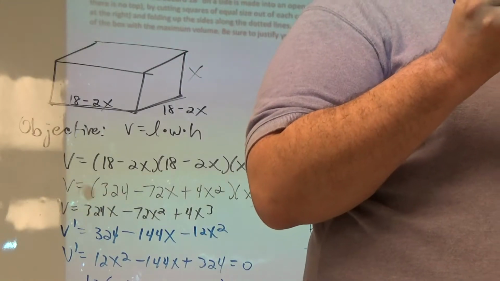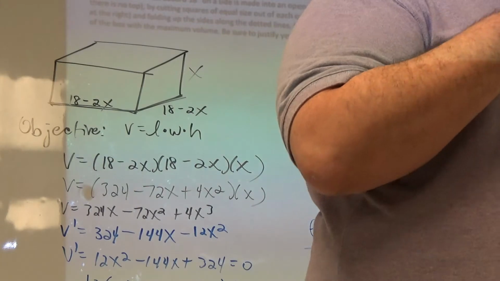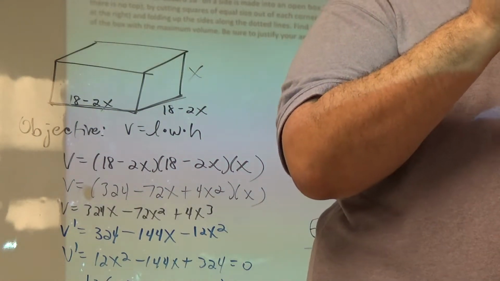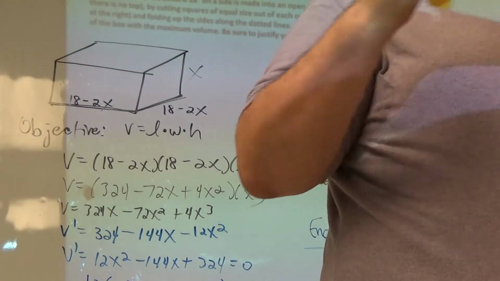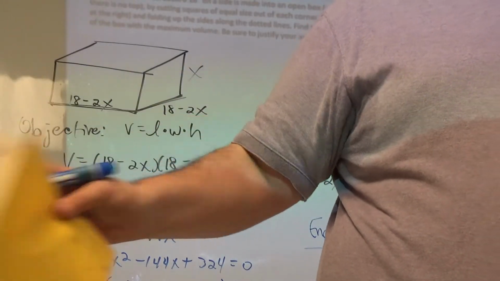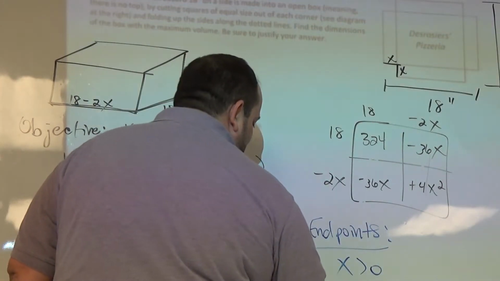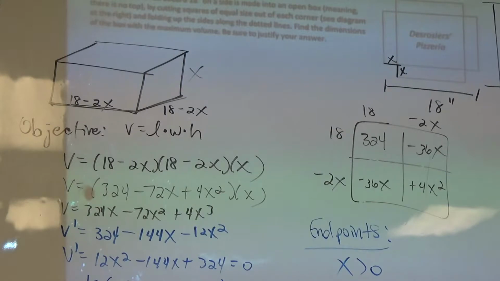18 over 2? 9. Because at 9 inches, if this side has a length of 9 inches and this side has a length of 9 inches, they fill the whole page and the page disappears. The page just becomes 4 squares that you throw away to then make a box. So what I know is that my endpoints are that x has to be greater than 0 and less than 9.